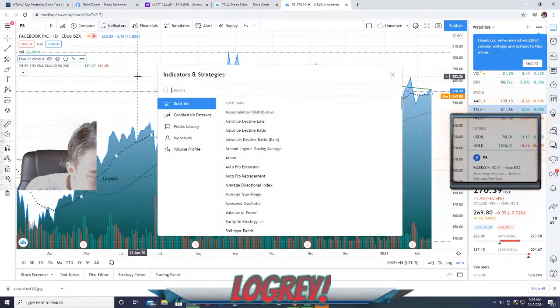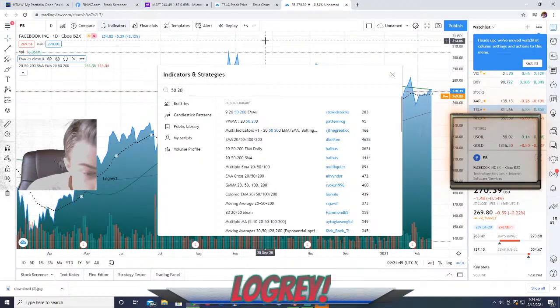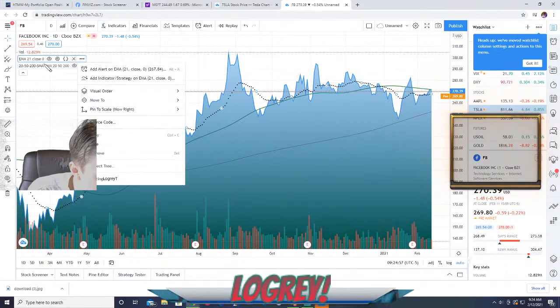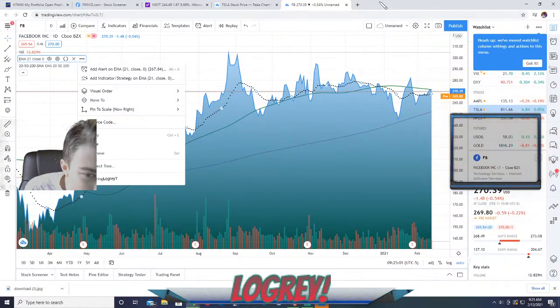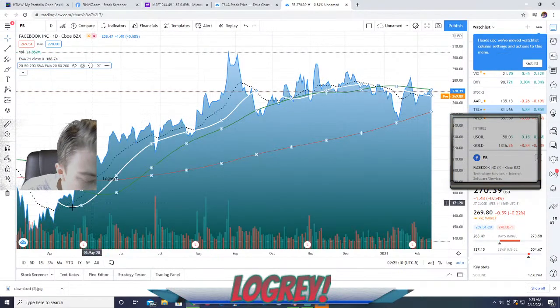So like if I add indicator and I just search up 50, 20, 200 SMA, like there's one right here. This is the one that I think I'm using. And then you can also just search up EMA 21 to get this one. You can basically search up any kind of analyzation that you want. So these lines right here, the white one is the 20 SMA line.